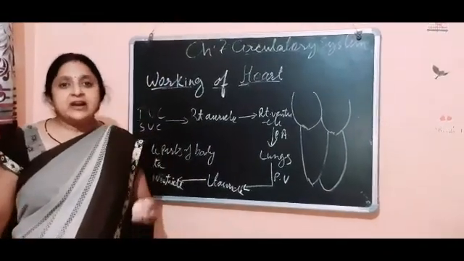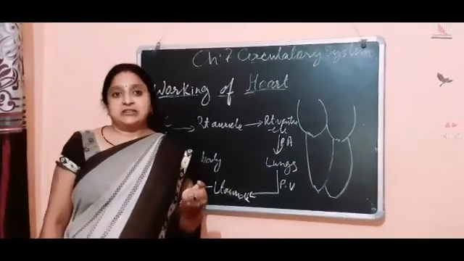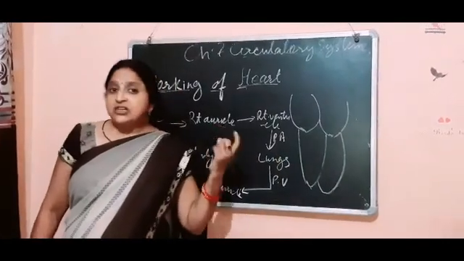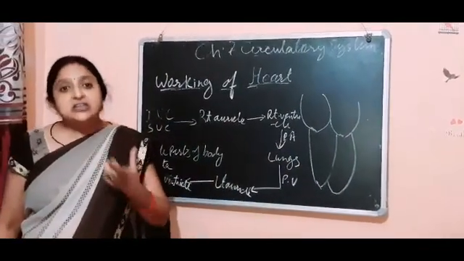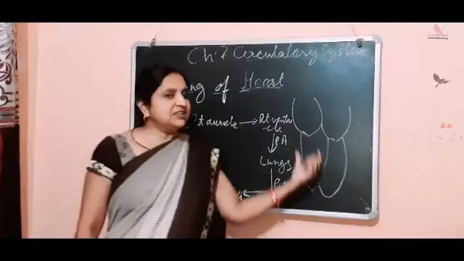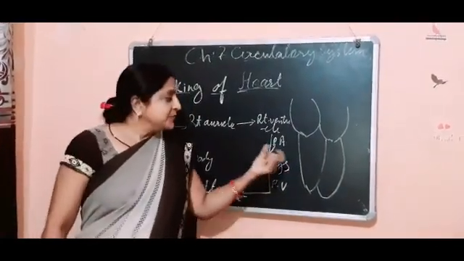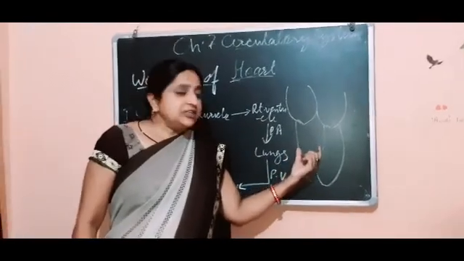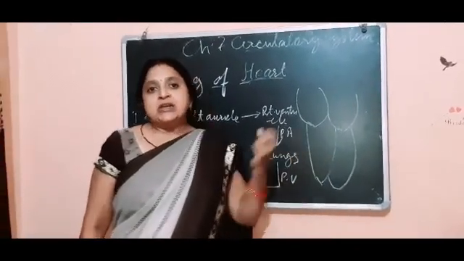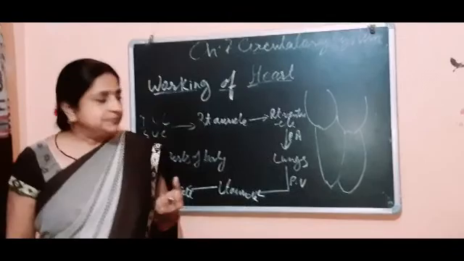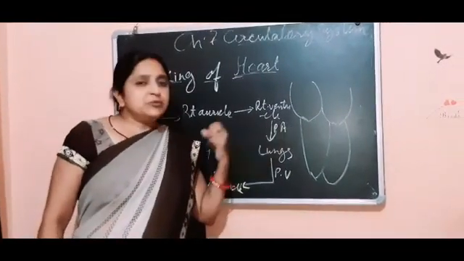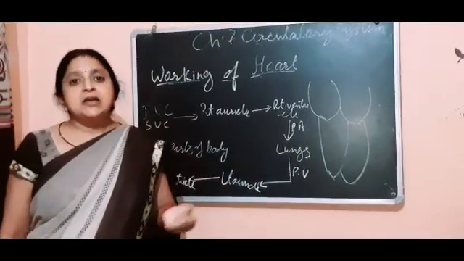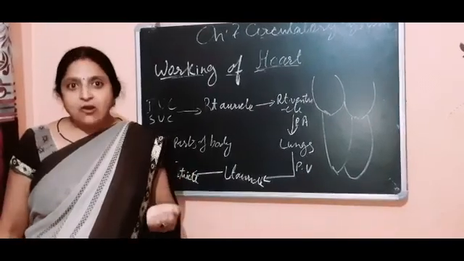So the pulmonary artery is the exception among arteries. Only this artery carries deoxygenated blood, because the right side holds deoxygenated blood. It carries deoxygenated blood from the right ventricle to the lungs for oxygenation. And this pulmonary artery is guarded by the pulmonary semilunar valve.